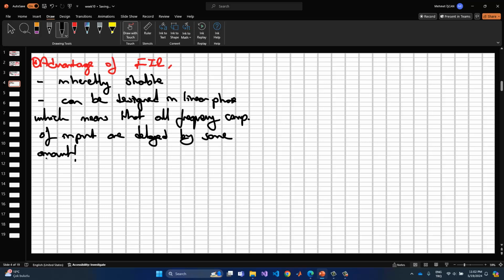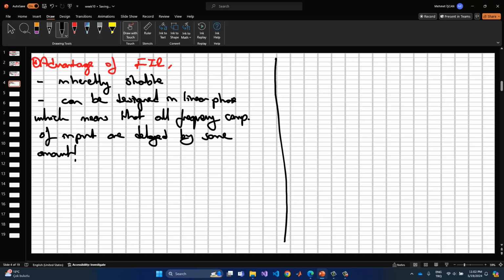This means we can apply the same delay to all frequencies. If we have a signal containing 100 and 500 kilohertz components, we can easily set the same delay operation. Especially for real-time applications, this is important, guys.